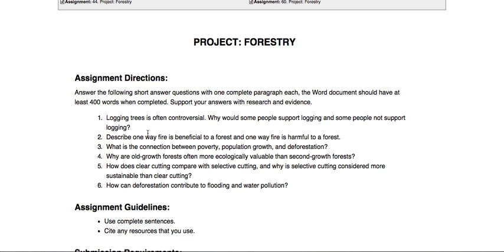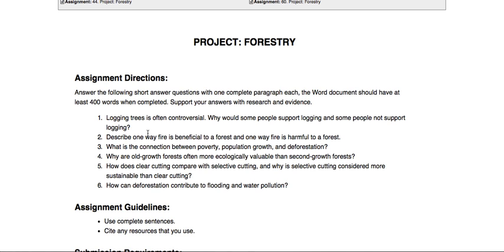Logging trees first. Logging trees is often controversial. Why would some people support logging and some people not support logging? Really, what I'm asking you for here is your opinion, research supported, on why some people would support it and some people wouldn't. I want you to think about it from an industrial standpoint and a business standpoint. That should give you an idea of how and where to look for this question. And make sure that you support your answer with research from legitimate websites.